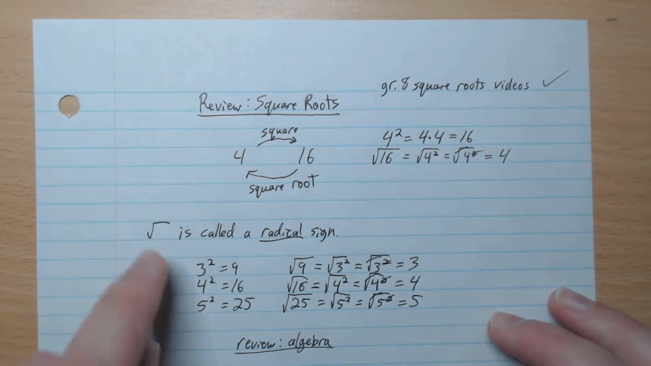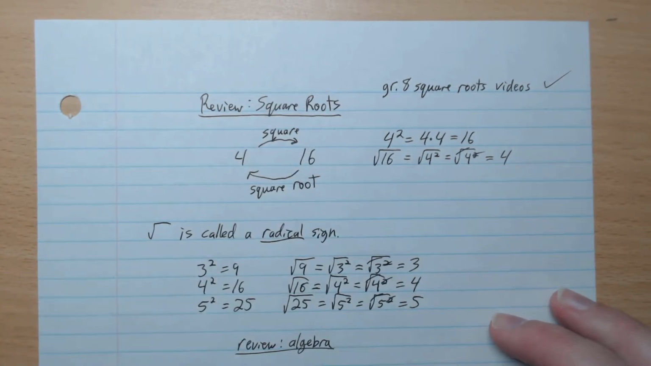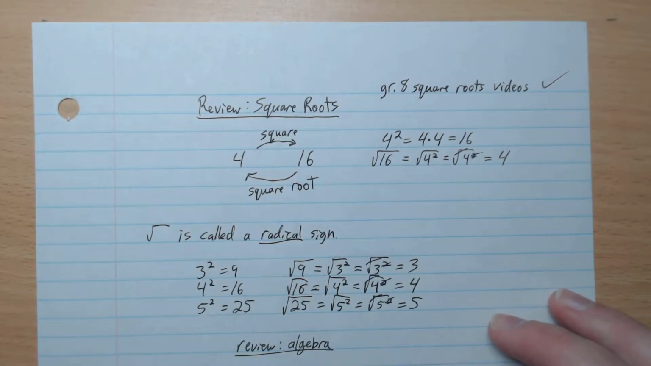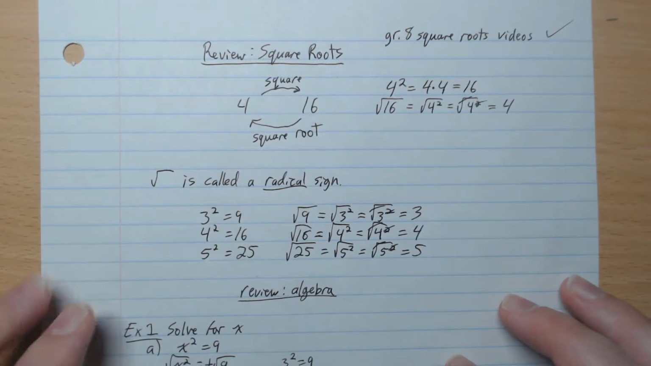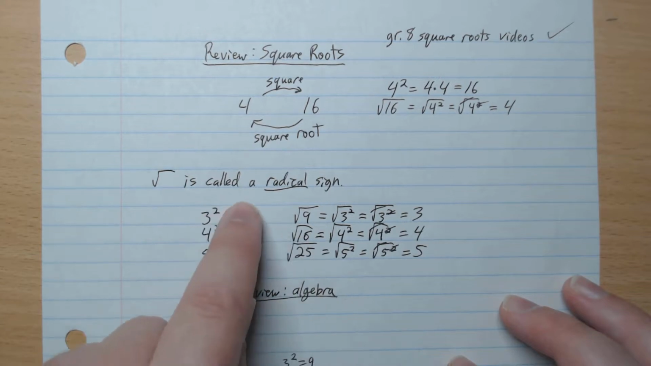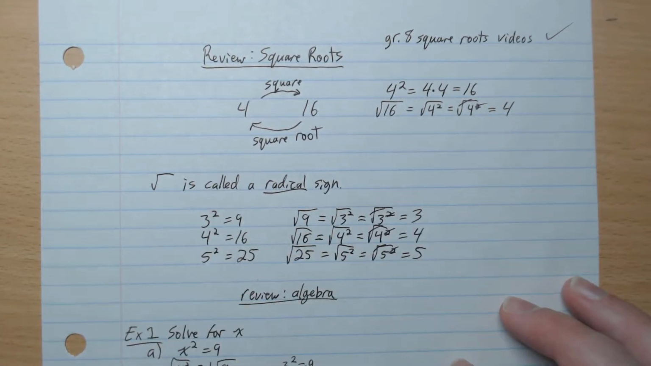And so this symbol is called a radical sign. So instead of seeing square roots as a title, you might see radicals as a title to the lesson. So 3 squared is 9, so root 9 is 3, right? Root 9, 3 squared cancels out. So what's left is 3.